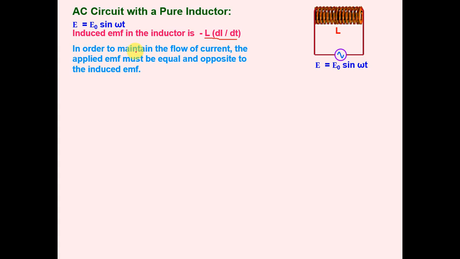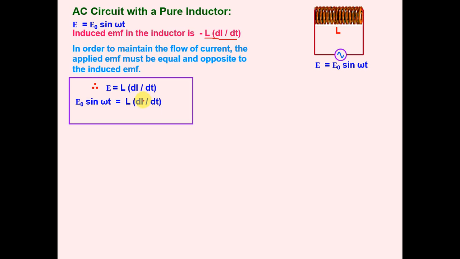Now, in order to maintain the flow of current, the applied EMF must be equal and opposite to the induced EMF. If you want the steady current to keep flowing through the inductor, then we have to apply an equal and opposite EMF, which is the induced EMF. So the applied EMF would be L times di over dt. Now substituting the value of the applied EMF, which is epsilon naught sine omega t, we are going to substitute that here.